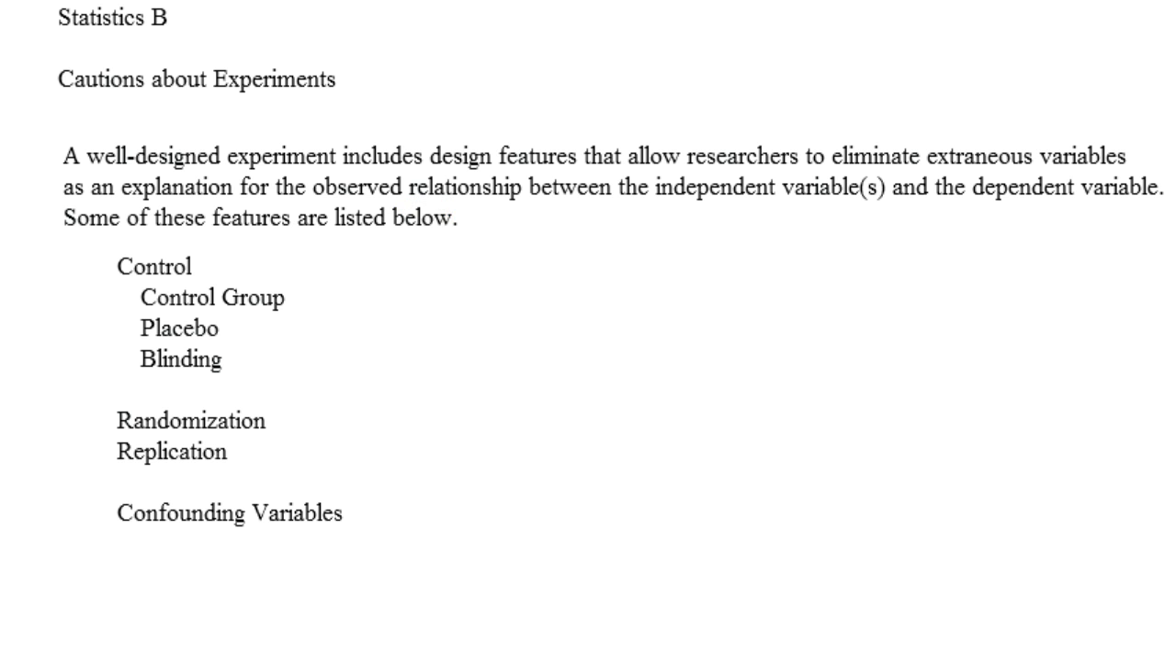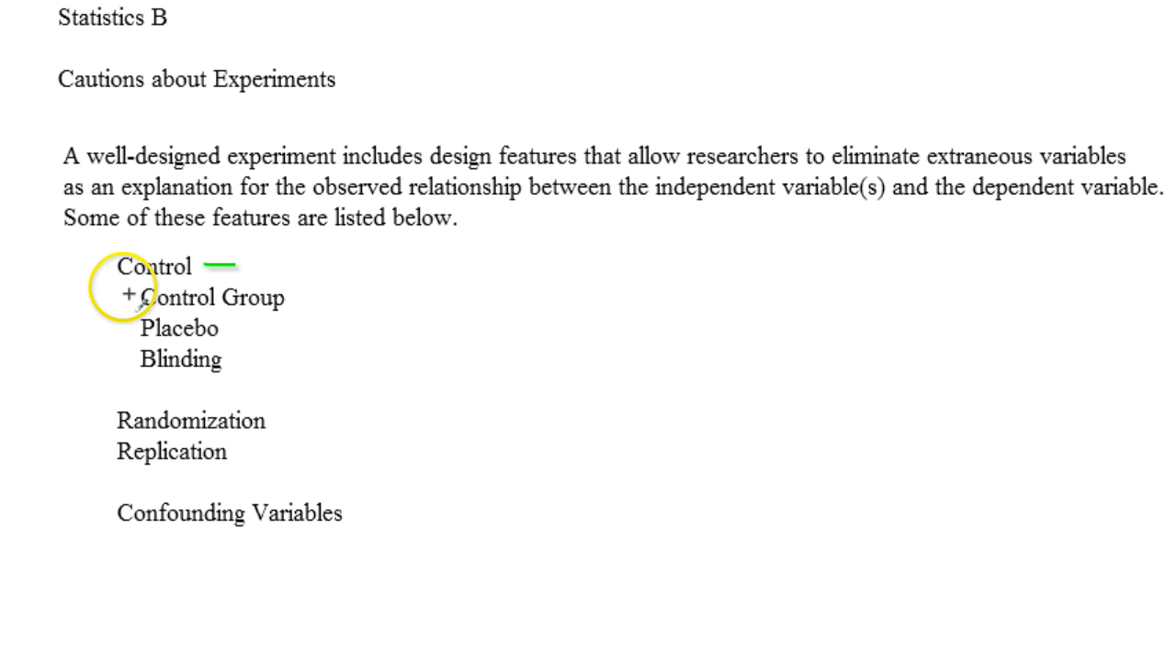Okay, so first off, let's start with control. Control refers to the steps taken to reduce the effects of extraneous variables, i.e. variables other than the independent variable and the dependent variable. These extraneous variables are called lurking variables. Control involves making the experiments as similar as possible for experimental units in each treatment. Three control strategies are control groups, placebos, and blinding.